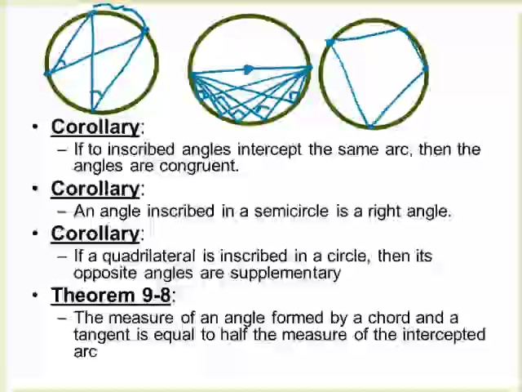So I can get my 4 points, stack them up. That gives me a quadrilateral inside of that circle. It says then its opposite angles, so I'll say like X and Y, are supplementary. What does supplementary mean? Add up to 180. So according to that corollary, X plus Y would equal 180.